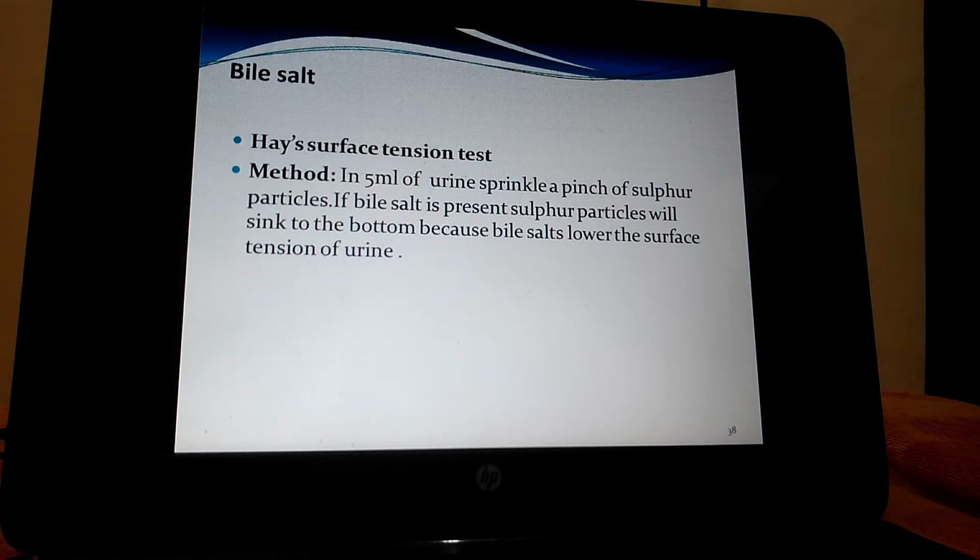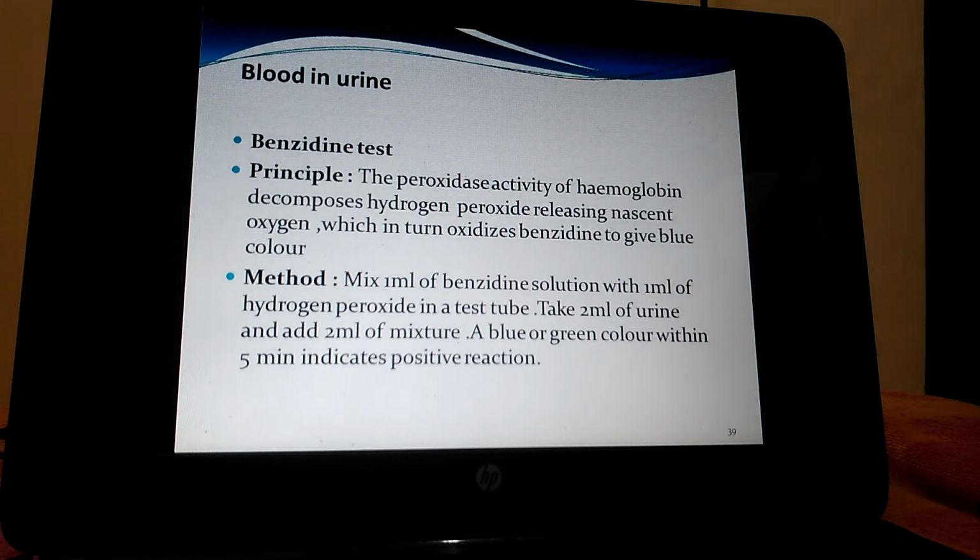We take 5 ml of urine and sprinkle a pinch of sulfur particles. If bile salt is present, sulfur particles will sink to the bottom because bile salts lower the surface tension of urine. Now, detection of blood in urine. We will do the benzidine test for detection of blood in urine.